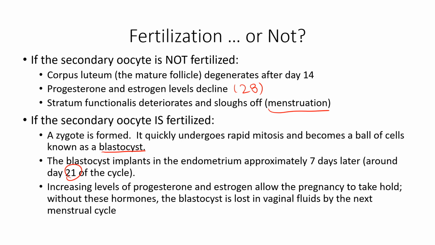So this blastocyst will rely on progesterone and estrogen levels increasing. Without these hormones, the blastocyst will not take hold and implant in the uterus, and the blastocyst is lost in the vaginal fluids by the next menstrual cycle. So that means between day 21 and day 28, this blastocyst has to take hold. If it doesn't, day 28, there's where that menstrual cycle comes. A female may never have known she was pregnant that month. That blastocyst is critical for starting the process of a pregnancy.